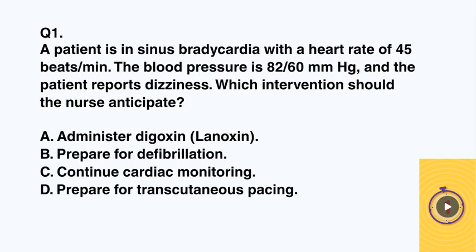A patient is in sinus bradycardia with a heart rate of 45 beats per minute. The blood pressure is 82/60 and the patient reports dizziness. Which intervention should the nurse anticipate? A. Administer digoxin. B. Prepare for defibrillation. C. Continue cardiac monitoring. Or D. Prepare for transcutaneous pacing.